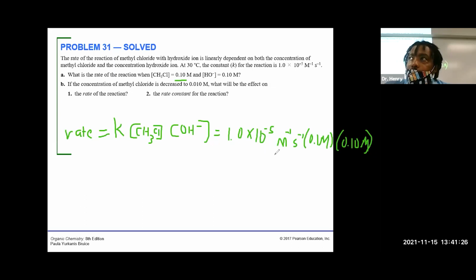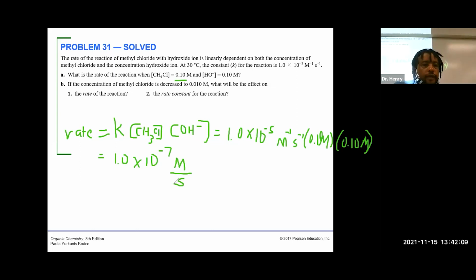Yeah, this is the constant K. And this is the concentration, which is 0.10 molar. Okay, so then our rate is going to equal 1.0 times 10 to the minus 7. And that's moles per second, or molar per second, molarity per second.